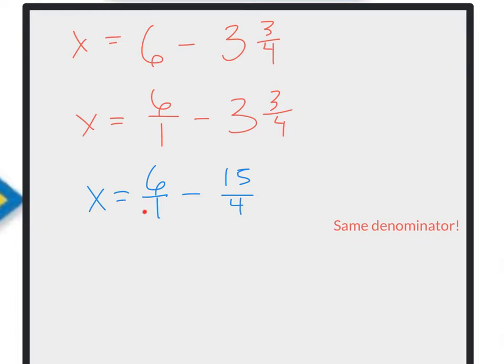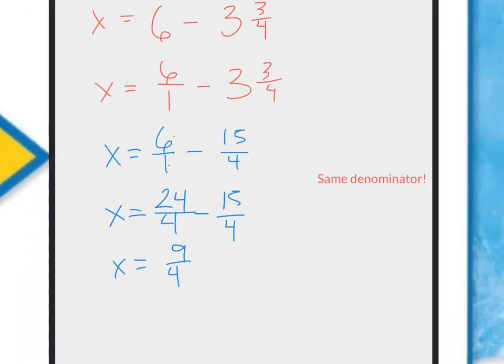So I'm going to need to find out a number that both 1 and 4 can multiply to. They can both multiply to 4. So I'm going to make 6 wholes with a 4 on the bottom minus 15/4. Well, I multiplied 1 by 4 to get 4, so I'm going to multiply this 6 by 4 as well and get 24. And now I can subtract. X equals 24 minus 15, that's 9/4.